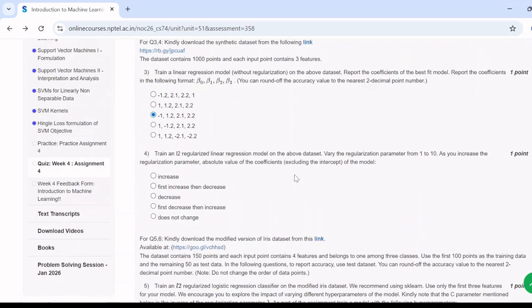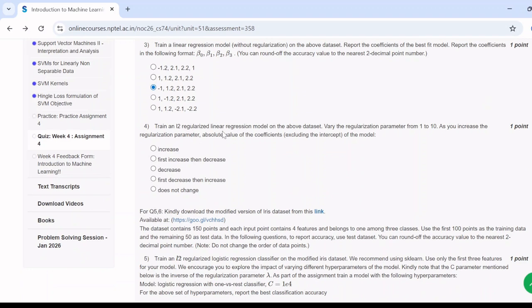The option is this. Then, an L2 regularized linear regression model on the above dataset. L2 regularization is nothing but ridge regression. Normally L2 adds a penalty term. So the larger the lambda value, the larger the penalty on big weights. So the optimization shrinks weights towards zero. Here the absolute value of the coefficient decreases. Shrinkage will be more, so the coefficient value will decrease.